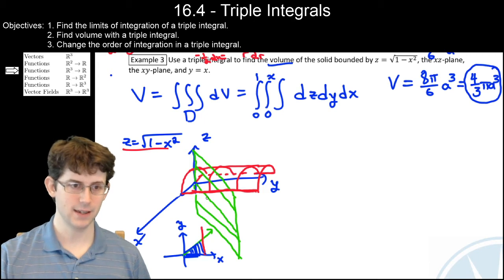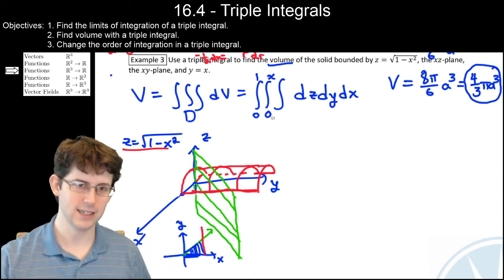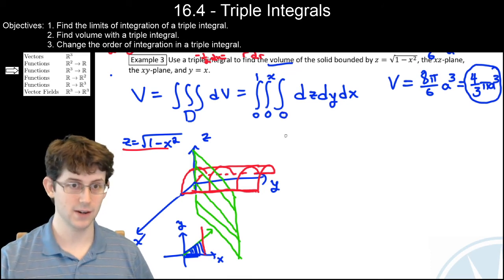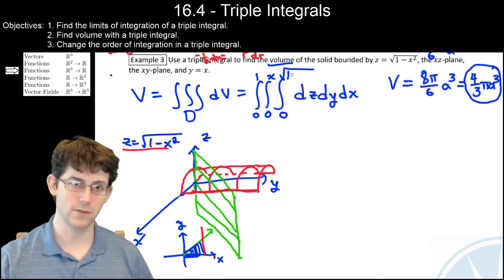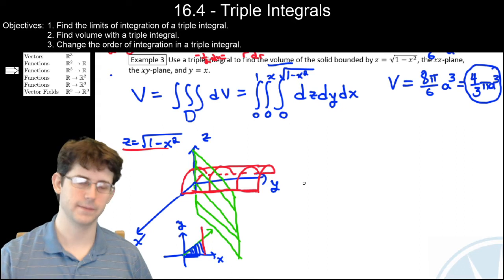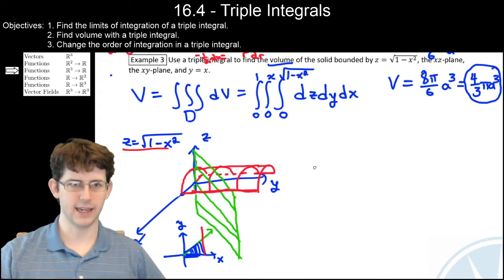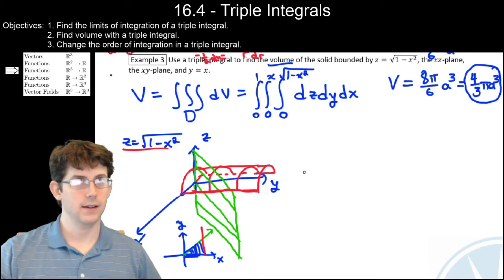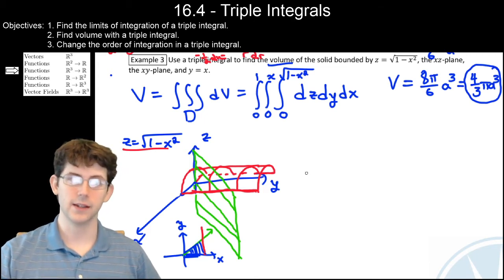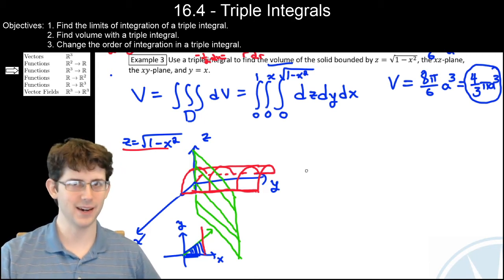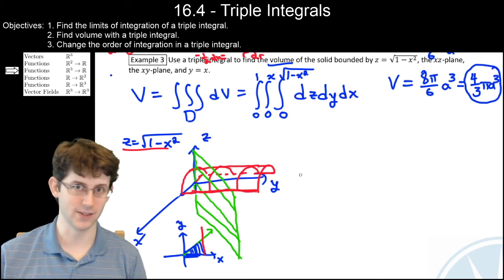Then the z bounds, well, what's the lowest z? The lowest z on the floor here is the xy plane, which is z equals 0, and the highest z is the square root of 1 minus x squared. So now the question I think you should ask is, does this integral look good? Or would it be better if it was done in polar coordinates or something like that?